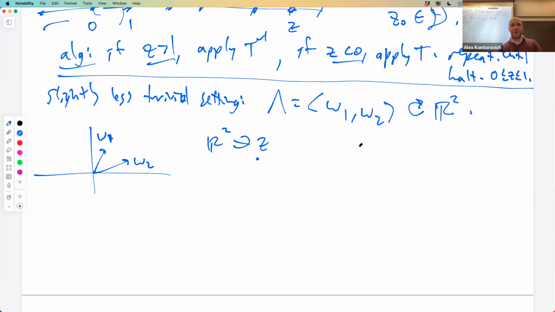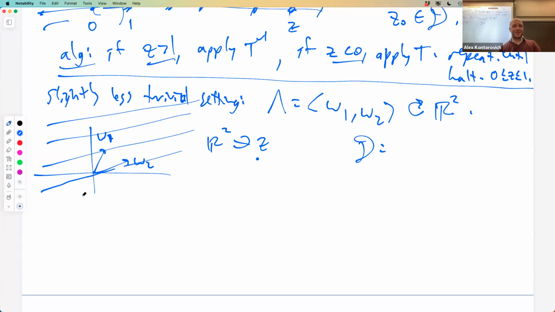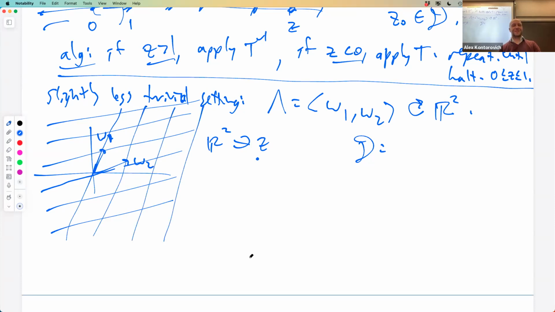Exactly. So the domain, we've already discussed this. The domain is this parallelogram. How do I get the parallelogram? Well, think about these parallel lines gotten by translation by W1, and there's more of them here. And think about these parallel lines gotten by translation of the line through W1 by W2. Okay, so this is the domain D. D is that fundamental parallelogram, that tile, the open tile.